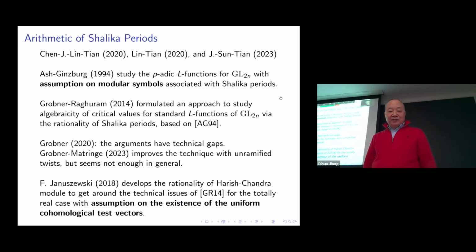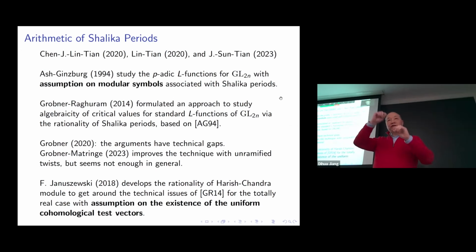with generalizations. He developed a different kind of approach, like rationality and horizontal modules, to show that the Grobner–Harris work can be extended so that these issues can get along. But still he needs the assumption of the existence of a universal homological test vector. I'll explain this. So you need this.